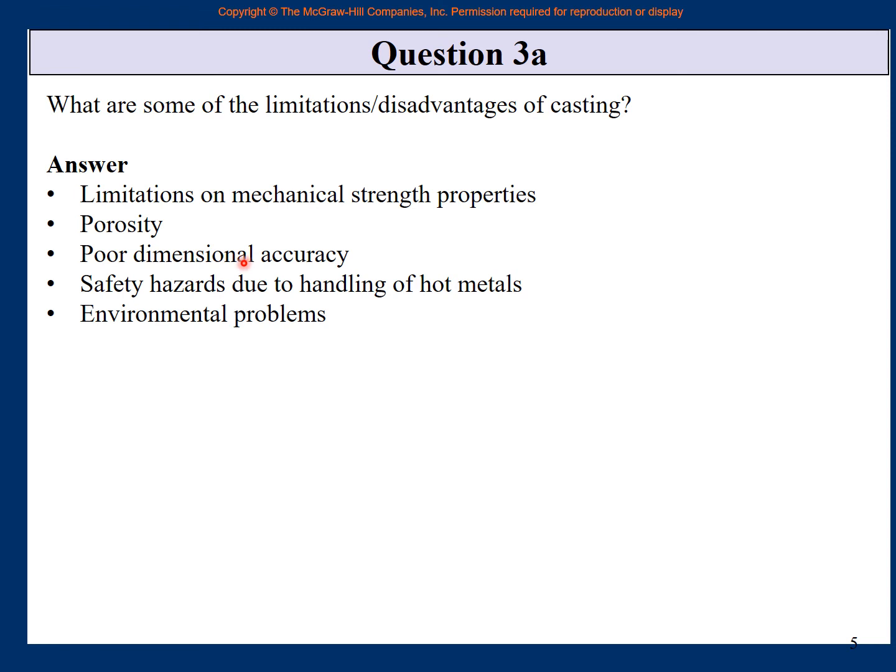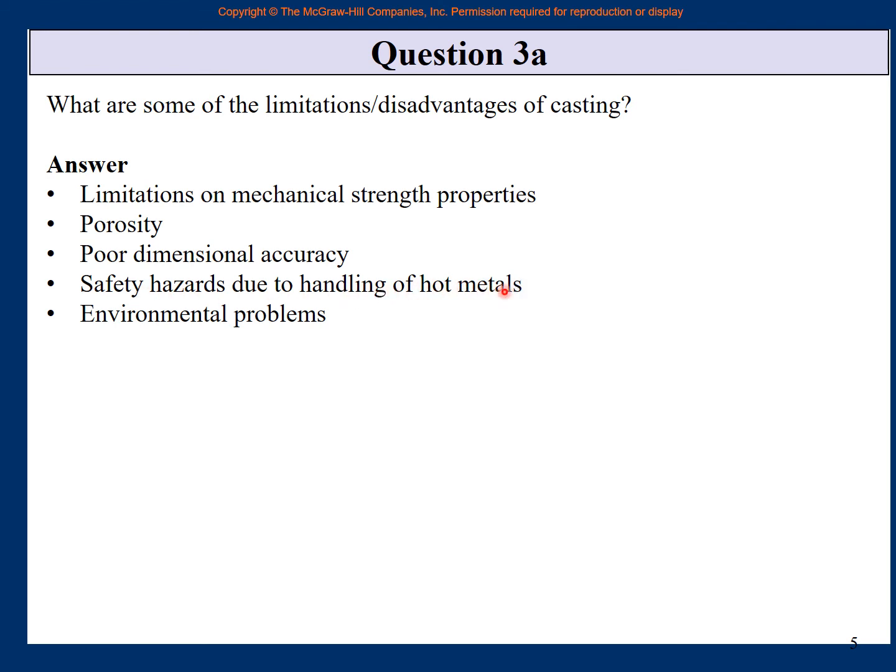Poor dimensional accuracy, right? You know that in normal casting, sand casting and so on, the surface is rough. The surface can be as rough as the grain size, right? And later on you will have to do surface finishing. Of course, in some very high quality die casting, dimensional accuracy can be there. But the surface and the dimensions are poor in general casting.